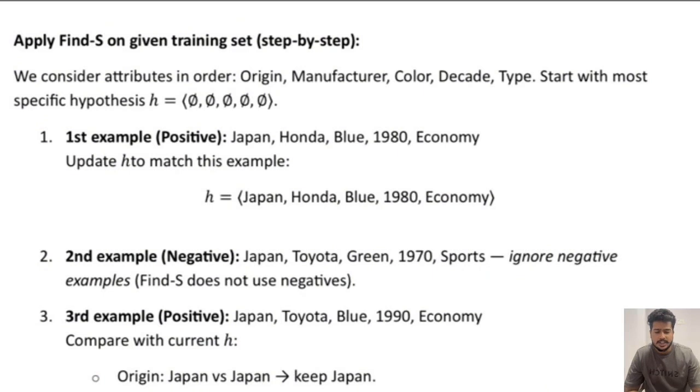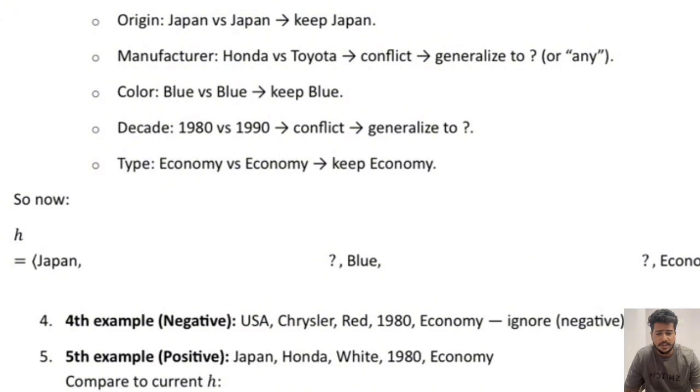Alright, now the second example: negative, Japan, Toyota, green, 1970, sport. Ignore the negative example. Find-S does not use negative examples. Alright, now the third example: positive, Japan, Toyota, Blue, 1990, economic. Compare with current H. As you can see, origin Japan versus Japan, keep Japan. Manufacturer Honda versus Toyota, conflict, generalize. Color blue versus blue, keep blue.